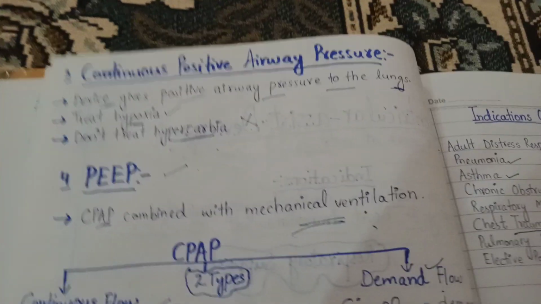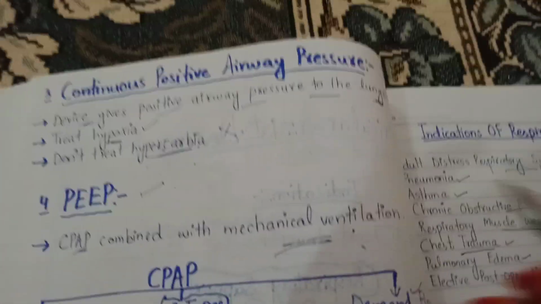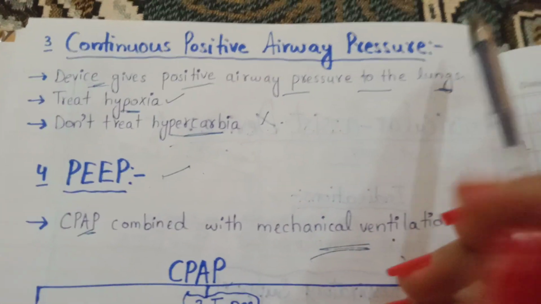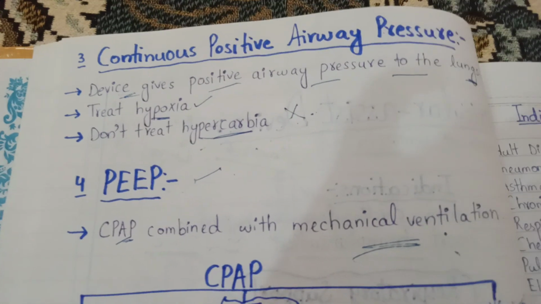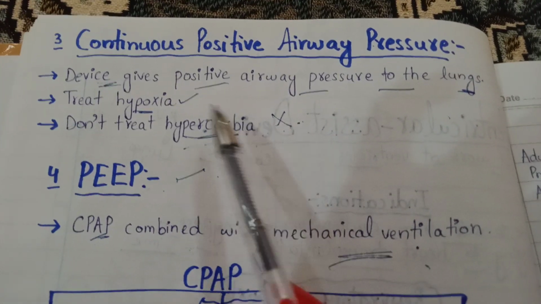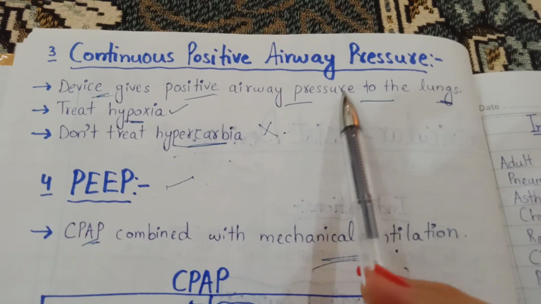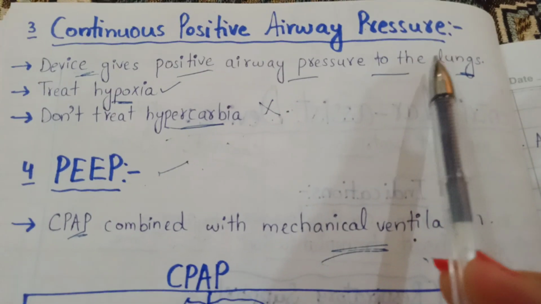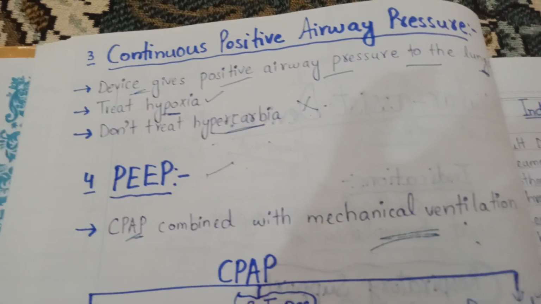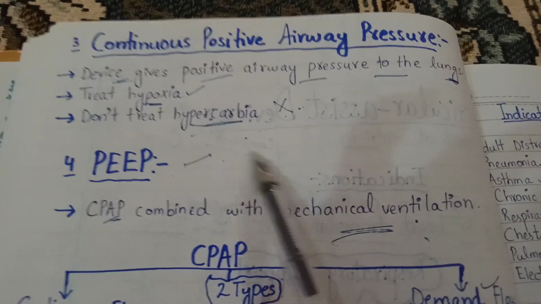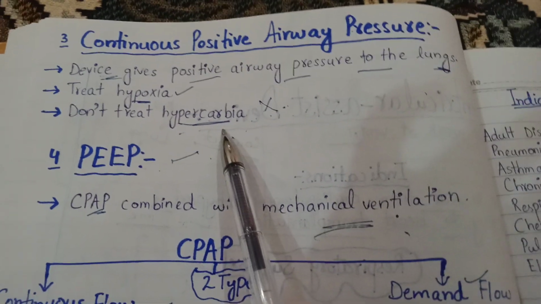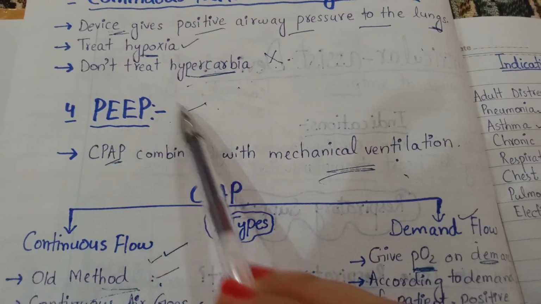Now we will discuss the third type of respiratory support, that is continuous positive airway pressure. As its name shows, continuous positive airway pressure is a device that sends continuous positive airway pressure into the lungs or airways. It treats hypoxia, but it doesn't treat hypercarbia, meaning it has no role in removing carbon dioxide from the body. Now we will discuss its two types.